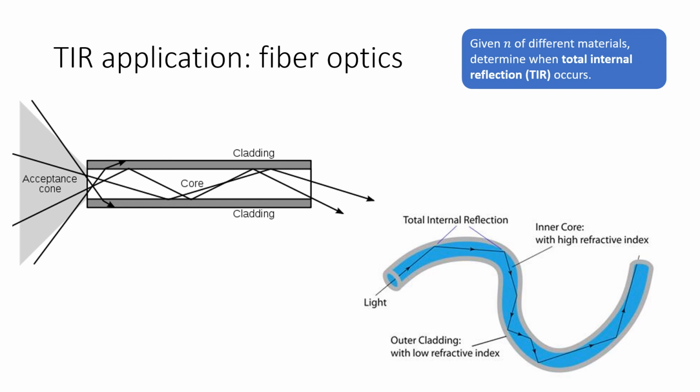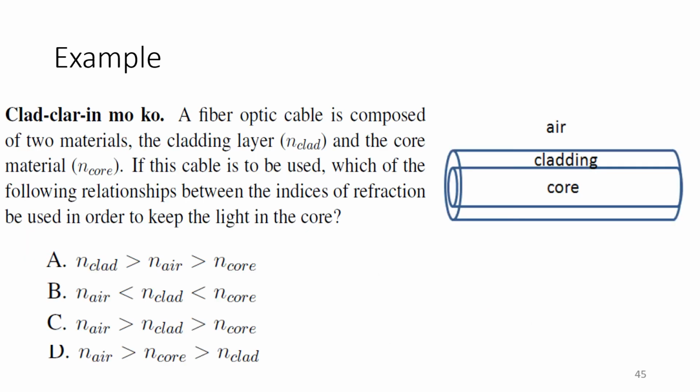With this, we actually complete the objective: given n of different materials, we determine when total internal reflection occurs. Let's go through two examples to hone our understanding of reflection and refraction. So for this one, a fiber optic cable is composed of two materials, the cladding layer with an index of n sub clad, and the core material, which has an index of n sub core. If this cable is to be used, which of the following relationships between the indices of refraction should be used in order to keep the light in the core? So here are your options. You may pause the video to check them.